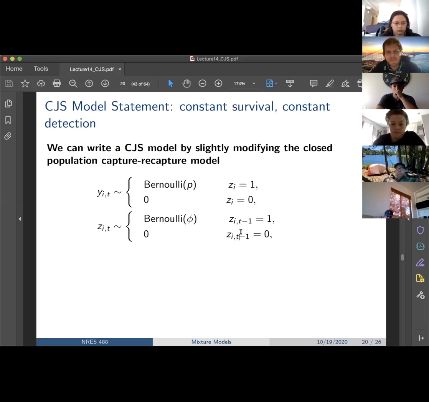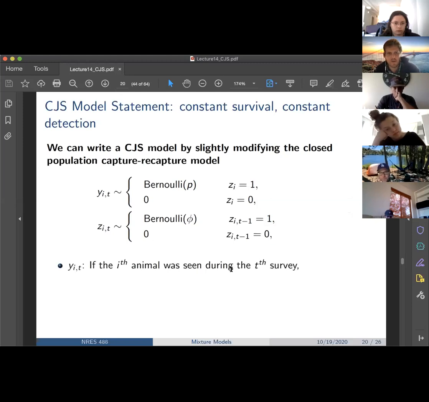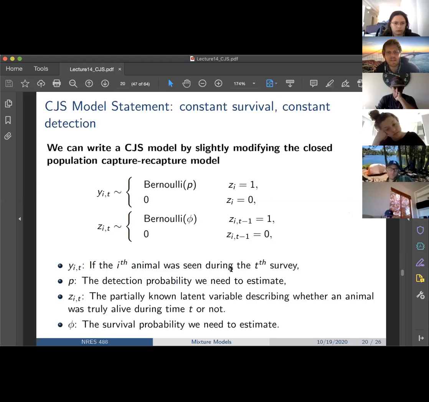Now it has to be alive in the last time period to be alive in this time period. Otherwise this equals 0 with probability 1. So if it died last time, or if it was dead last time, it stays dead. But if it was alive last time, it survives to this time period with probability phi. Okay. And then there's some notes on here for your reference. All right. Any questions? And I have office hours too.